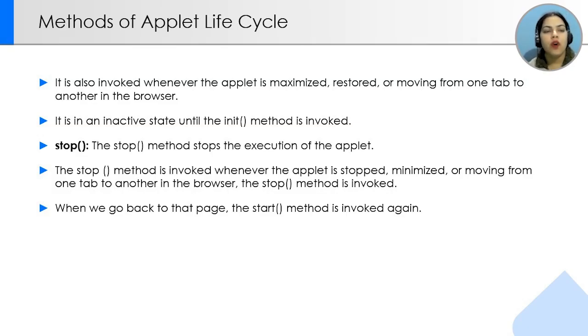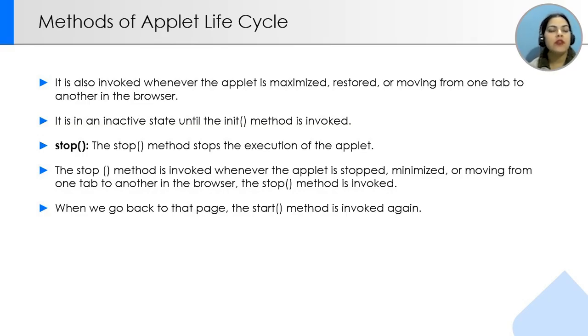It is also called whenever the applet is maximized, restored, or moved from one tab to another tab in the browser. Now, the next method of an applet is the stop method. As the name suggests, the stop method will stop the execution of an applet.